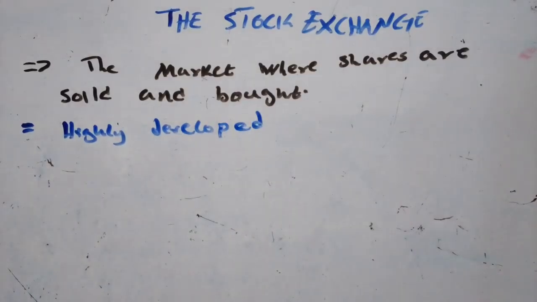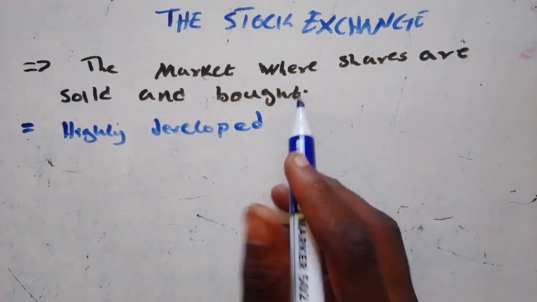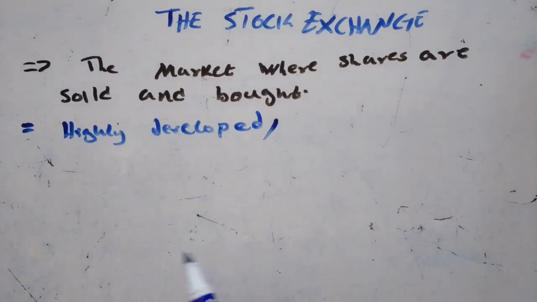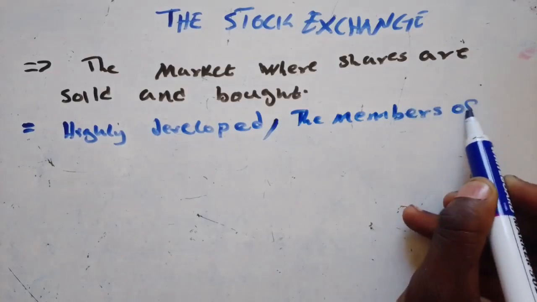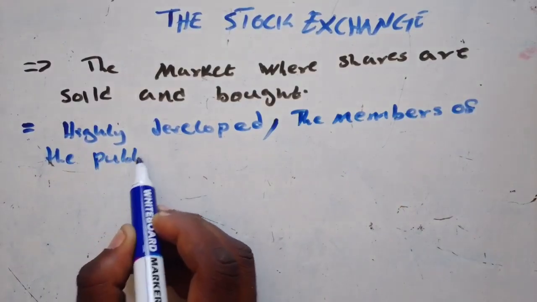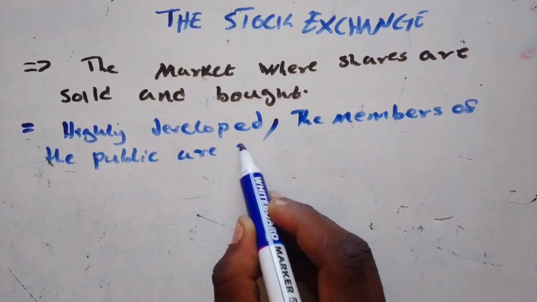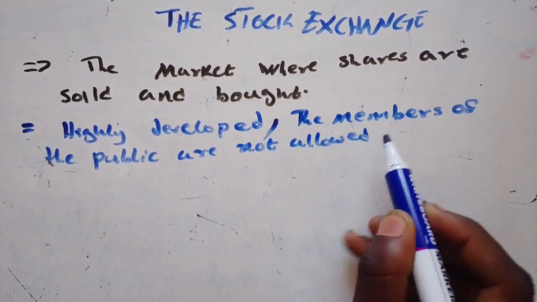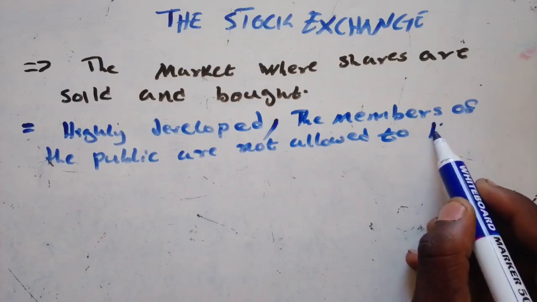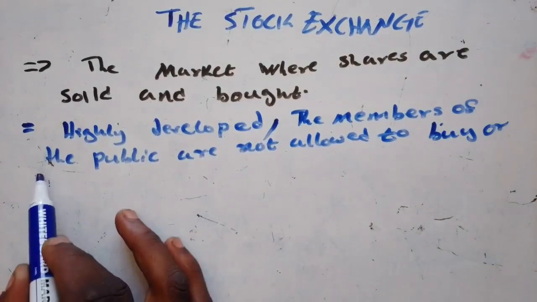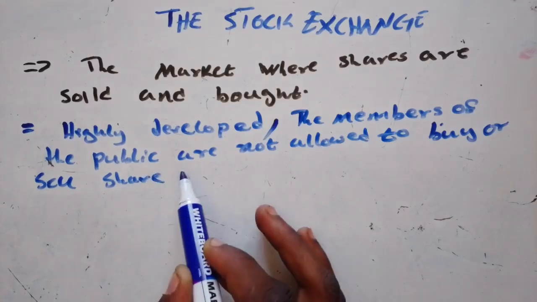Okay, and this high development, it's the one that makes it difficult for the members of the public to buy shares directly. Okay, so since it's highly developed, the members of the public are not allowed to buy or sell shares directly.